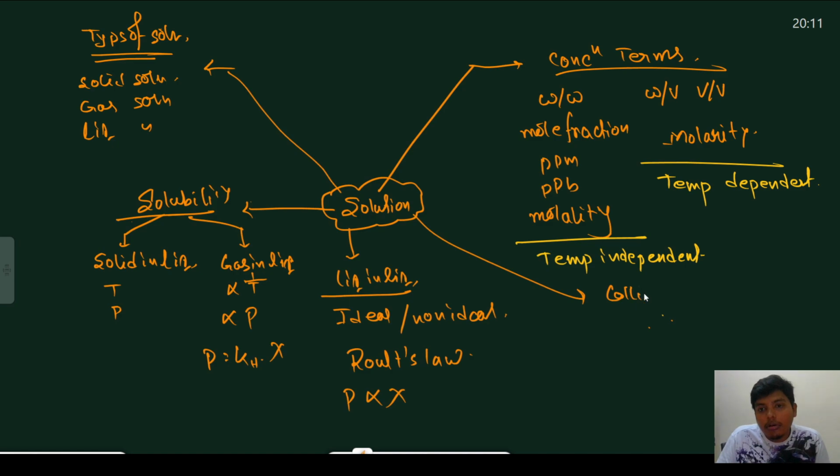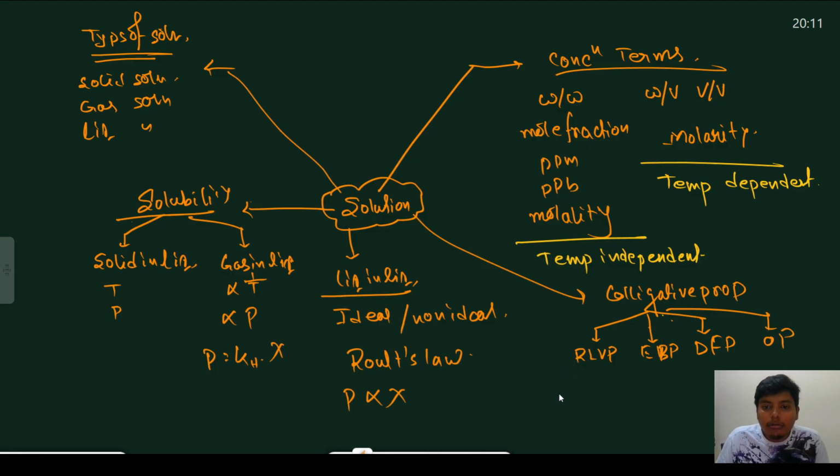Then we learn about colligative properties. Four colligative properties. When you are revising, always write RLVP, EBP, and their formulas, depression in freezing point, and last osmotic pressure. And we learn about i value. What is i value? What is i?